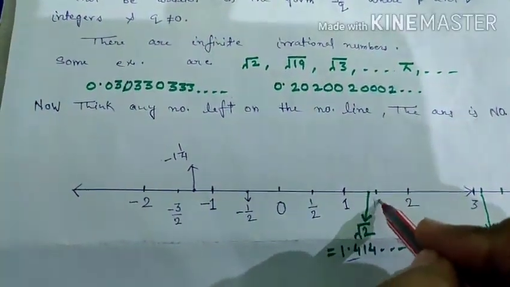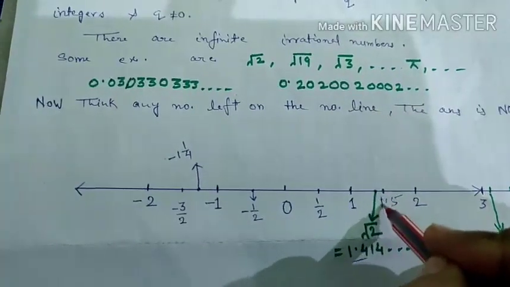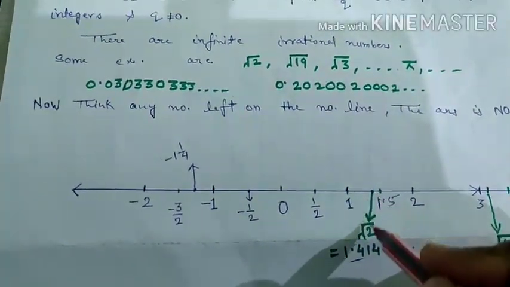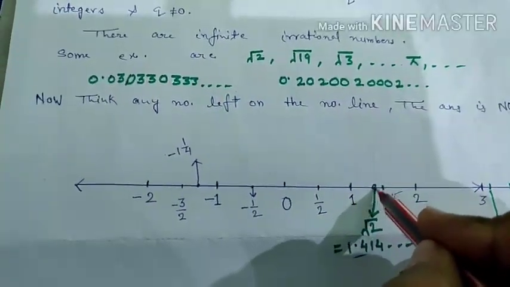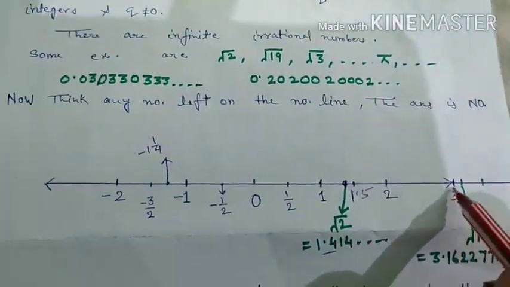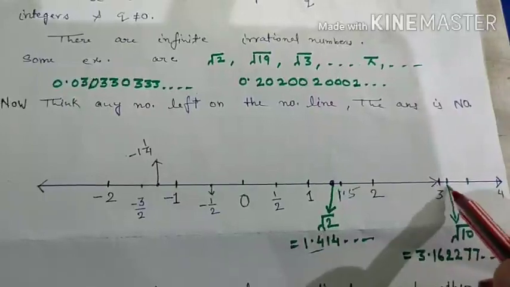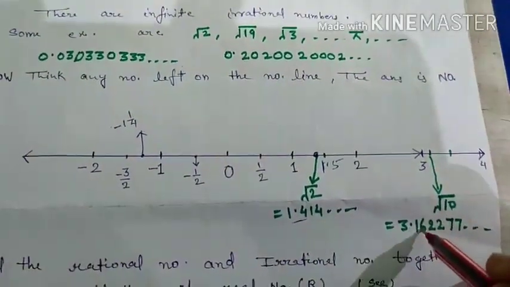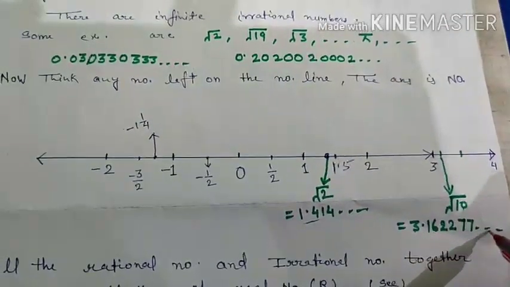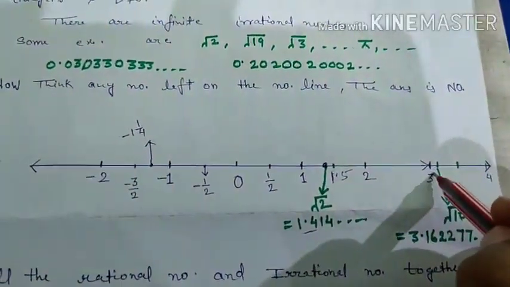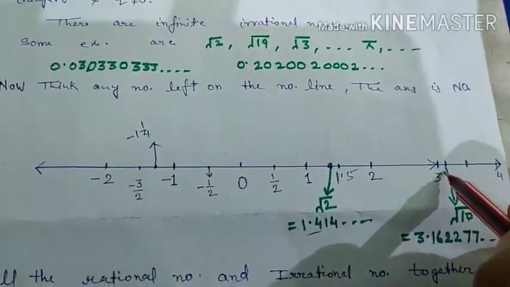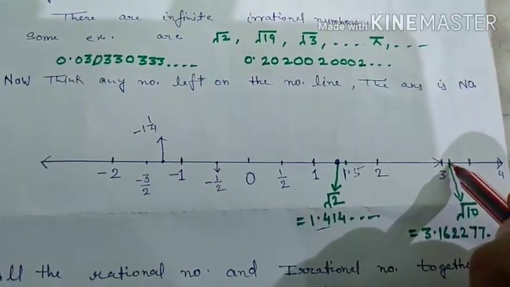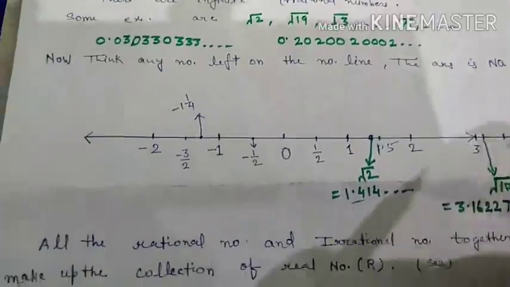if it is 1.5, so it should be less than 1.5. Under root 2 will be somewhere here. Similarly, you may have 3 here, and the value of under root 10 is 3.162277 dot dot dot. So it will be approximately after 3 somewhere, very close to 3. And the same way you can see 4 also.